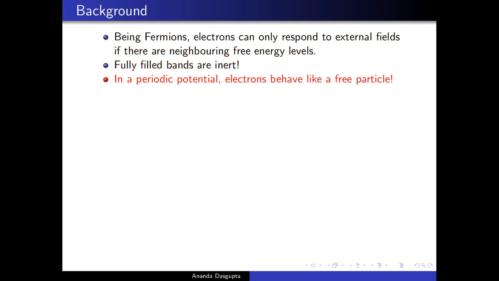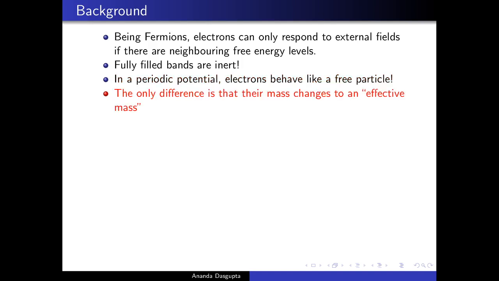Now in a periodic potential, and this is an amazing result from quantum mechanics, electrons behave like a free particle. Now you realize that this is a miraculous thing. You have an electron which is not free at all, but it's in a periodic potential. It essentially behaves like a free particle. Well, not exactly like a free particle. The only major difference is that their mass changes to what is called an effective mass. So what that means is, if you put in an external field, the rate at which the electron may respond to that field will change, and that is really because of the effect of the periodic potential which is there.